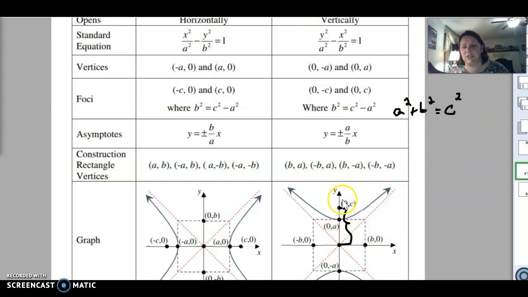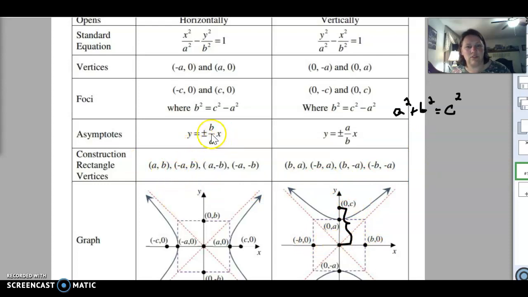distance from the center. Your transverse axis and the other axis here, the negative b to 0, it doesn't matter if b or a is greater than or less than. So a is not always going to be greater than b in this case. But we'll always just add them together. So we'll have the a squared plus b squared equals c squared.